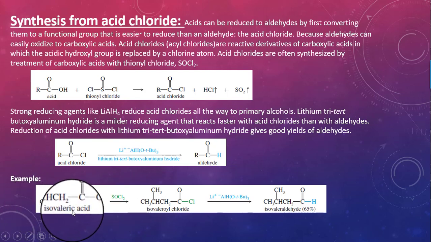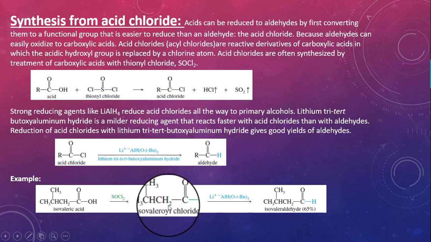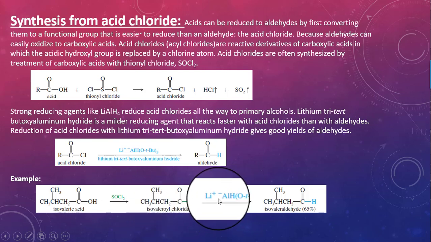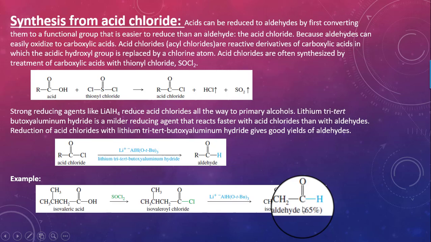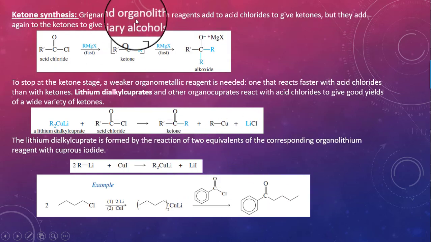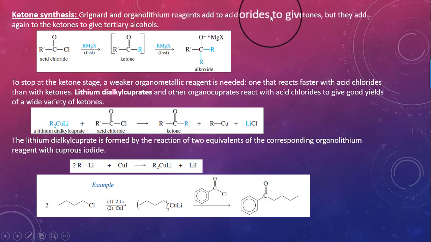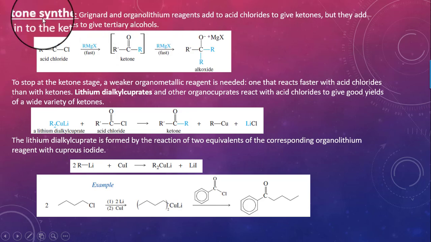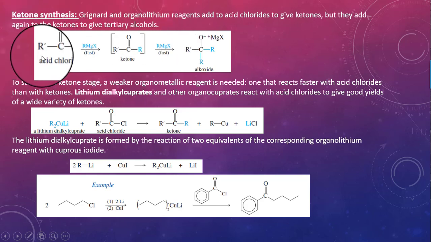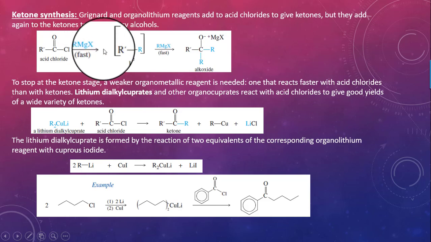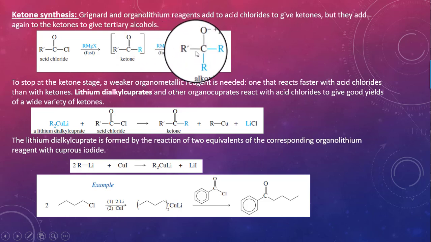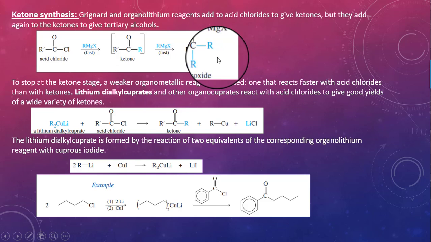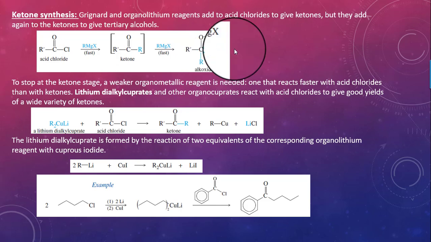Another example is shown in which isovaleric acid is first converted into isovaleroyl chloride, which on reaction with lithium tri-tertiary butoxy aluminium hydride will get converted into isovaleraldehyde. Ketone synthesis. Grignard or organolithium reagents add to the acid chlorides to give ketone, but they add again to the ketone to give tertiary alcohol. Acid chloride on reaction with alkyl magnesium halide forms ketone, and ketone then again reacts with another molecule of alkyl magnesium halide to form an alkoxide that can easily be protonated to form alcohol.